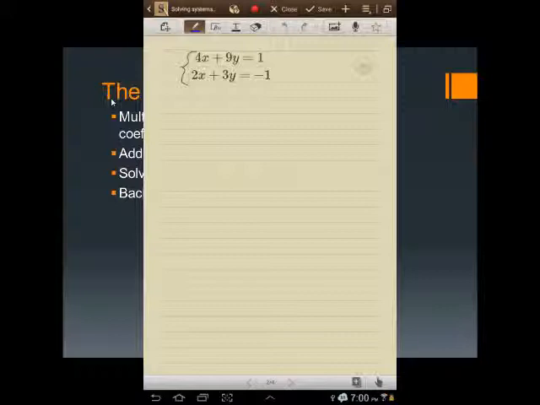Doesn't matter which variable we get rid of. I think this time I'm going to get rid of x. So that's what I want to eliminate. But in order to get opposites, I need to multiply the second equation, the whole second equation, by -2.